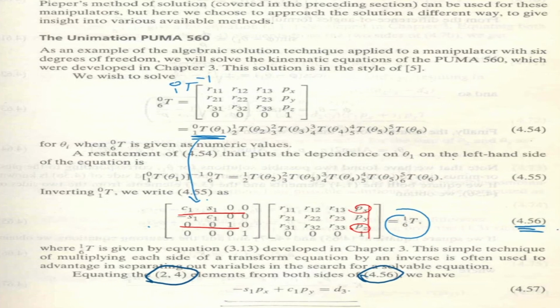So in this set of equations, what are we targeting? We are targeting that Py. Remember, Py was equal to D3, right? So in this set of equations, equating the 2 4 element from both sides of 4.56. What is the 2 4 element? 2 and 4. This is 2, and 4 is this side. So when I multiply the second row into the last column, what we get is minus sine 1 Px plus cos 1 Py, and this is equal to D3.